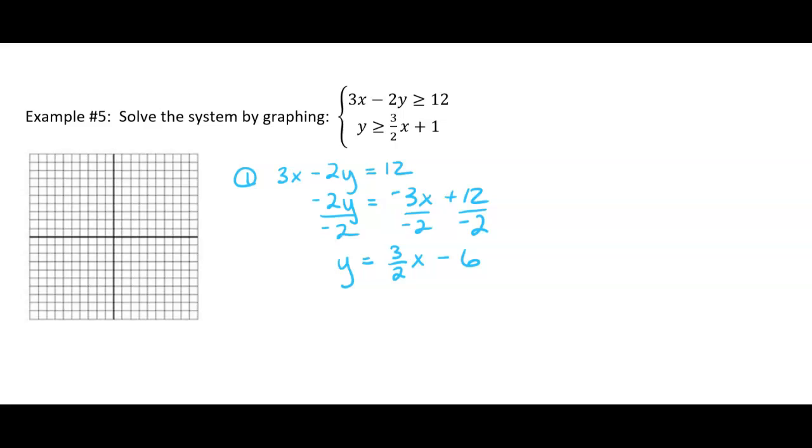Okay, so I get 3/2 x minus 6. That's what it looks like to me. And so I have a slope of 3/2, and I have a y-intercept of 0, -6. Okay, so let's plot 0, -6. 1, 2, 3, 4, 5, 6. There we go. And then up 3 and over 2, up 3 and over 2. And it's going to be a solid line. And it draws many points this time.